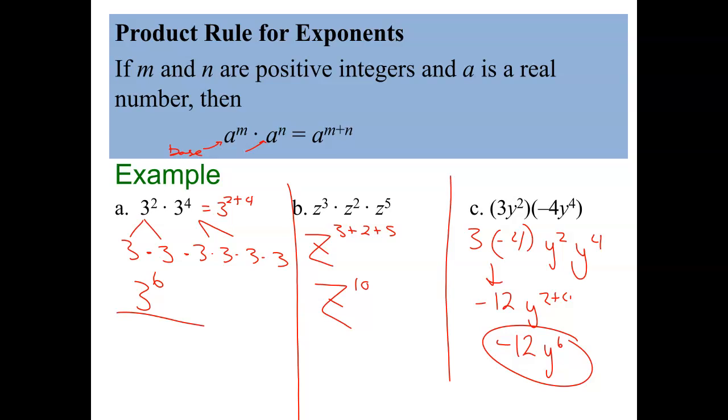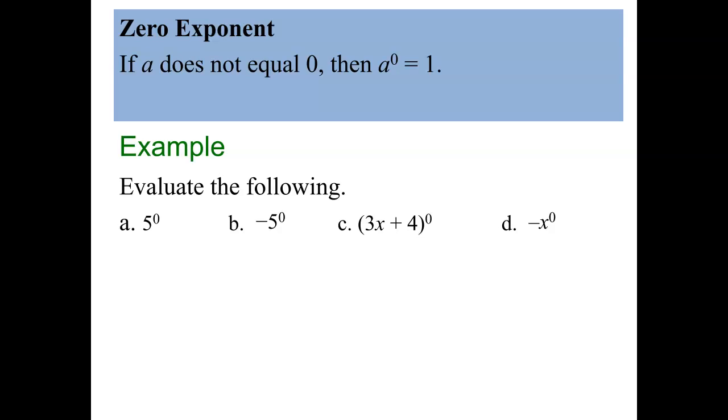Notice for 3y squared, only the y is being squared, not the 3. Only the y is being raised to the 4th power, not the negative 4. So the location of that exponent is really important, and you have to pay attention. It's a lot of attention to detail. Slight changes can result in a different answer. Product rule, add our exponents.